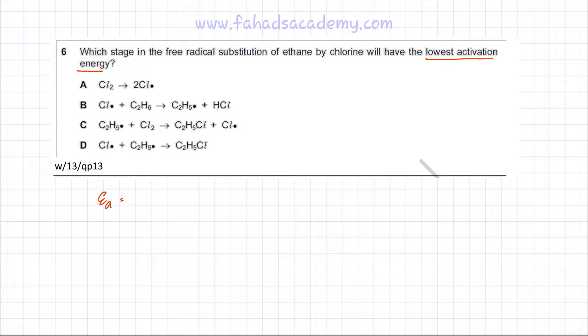Activation energy, or EA, is the amount of energy that is needed to start or activate a reaction. So it's the amount of energy needed to start a reaction. But why do reactions need energy initially?